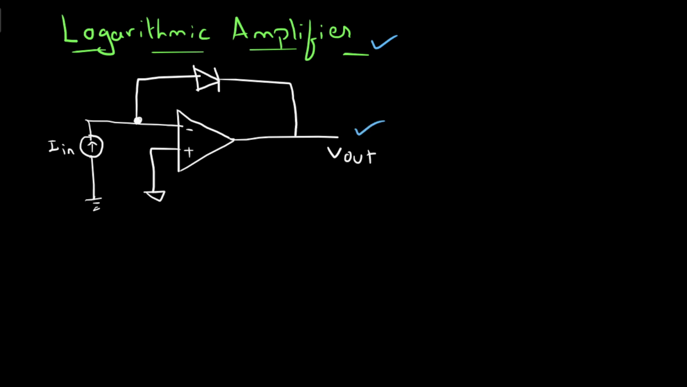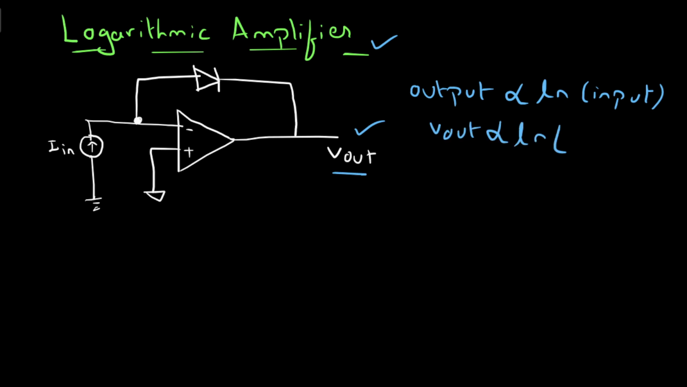So here, what is a logarithmic amplifier? The output is proportional to the logarithm of the input. For this circuit, what is the output? V out is proportional to the logarithm of what input here? The input is I in. We have to prove this relationship between output voltage and input current.